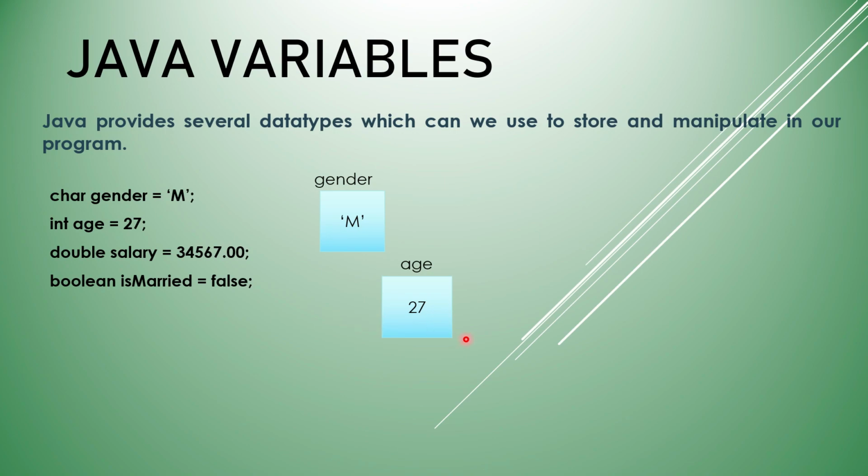Secondly, we have created another variable called age. So it will again occupy some memory in the memory space, and this variable is of type integer. So in this variable we can store integer values, and the data type for this age is integer and the identifier is age. So we can access this value using the identifier in our program.